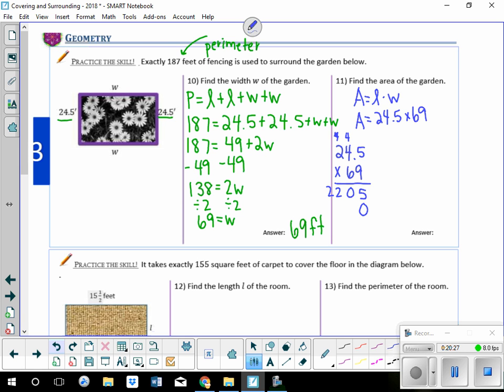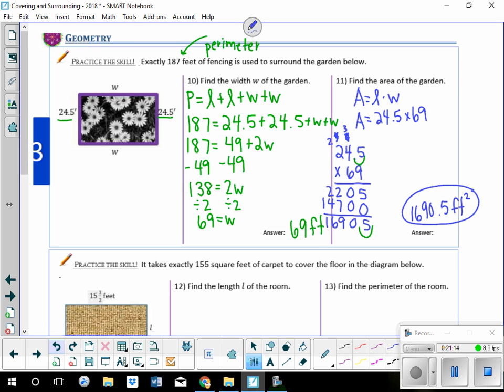6 times 5 is 30. 6 times 4 is 24, plus 3 is 27. 6 times 2 is 12, plus 2 is 14. Add all of that together. Let's get close to my other answer. All right, make sure I pay attention to that decimal point. I need to move it over one place. So my final answer is 1,690.5. This is area, so I'm going to do feet squared. Okay, that's a nice sized garden.